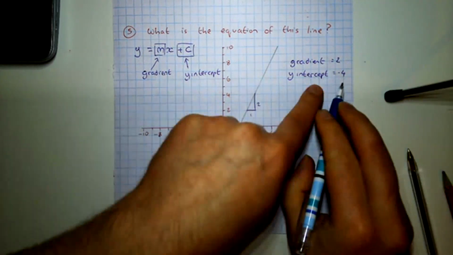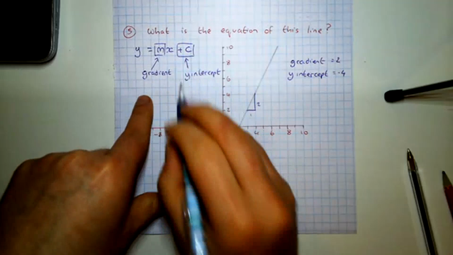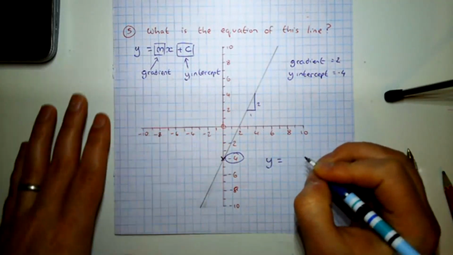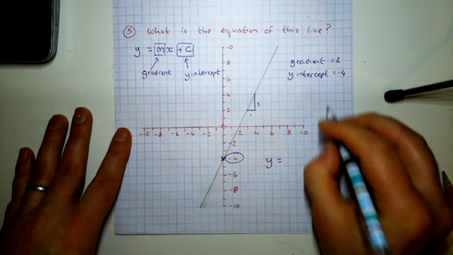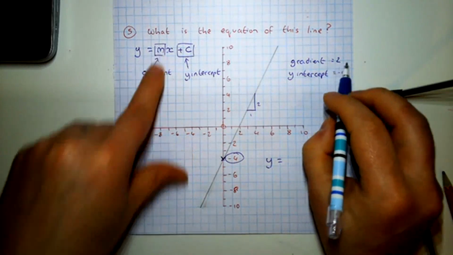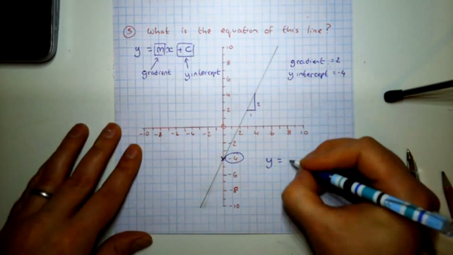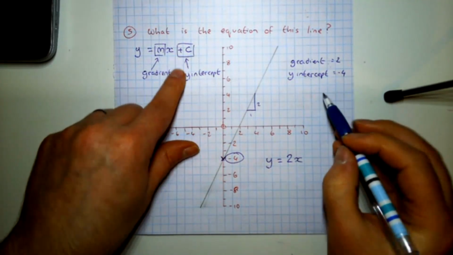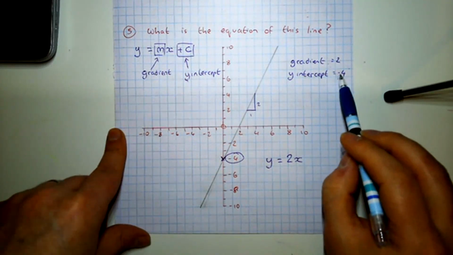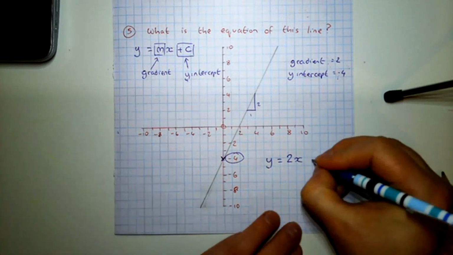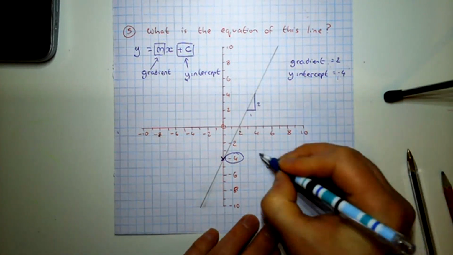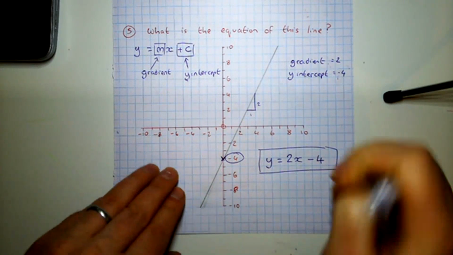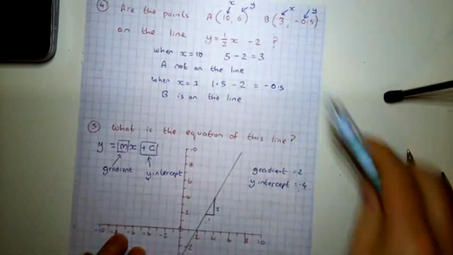So if I put these numbers into this sort of format, y and x are always just y and x, equals, instead of m, I know the gradient is 2, so 2x, plus c is just whatever the y-intercept is. So the y-intercept is -4. And there's my equation of my line. Okay, let's have a look at something else.